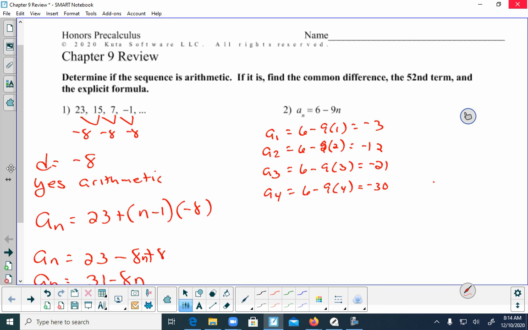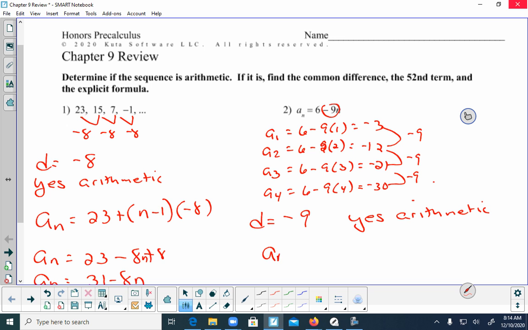The difference between, if I take -12 minus -3, I'll get -9. -21 minus -12, -9. That's going to be my common difference. So my common difference is -9, and I'm going to say yes, it's arithmetic. To find the explicit formula, they gave me the explicit formula, so there it is. Don't have to do any work for that.